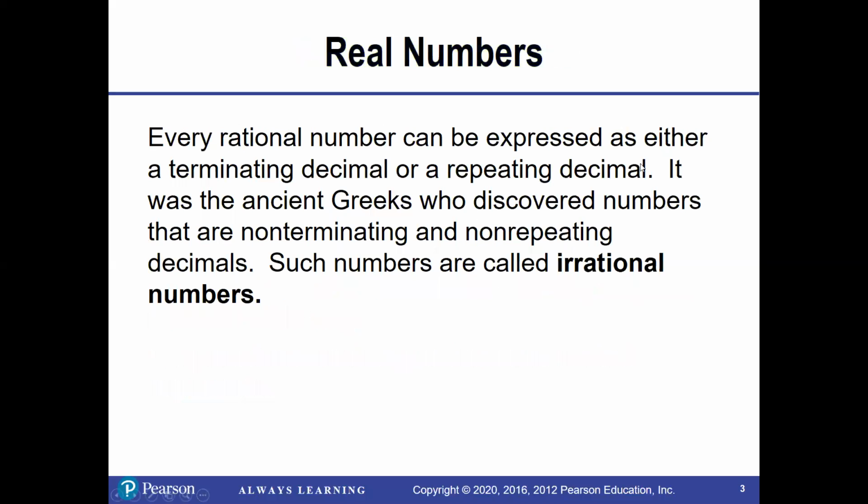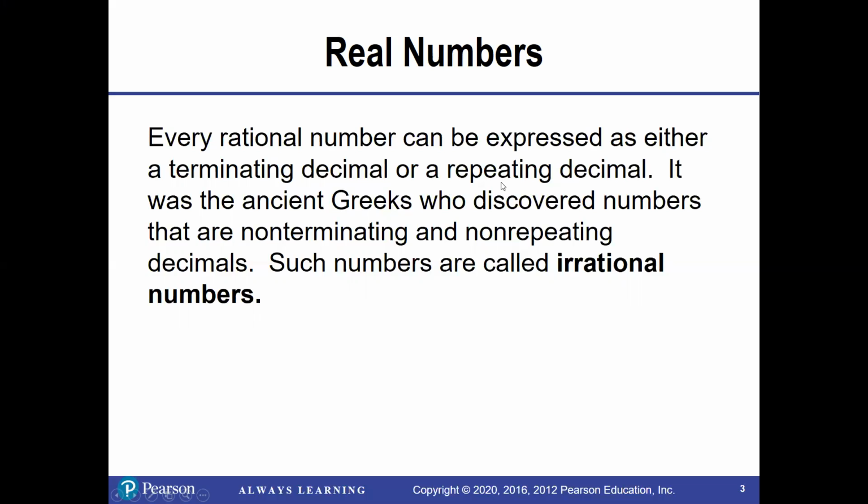So let's get into that. Every rational number can be expressed as either a terminating decimal or a repeating decimal. So terminating decimals and repeating decimals are rational. Now there are some numbers that are non-terminating and non-repeating decimals. These are called irrational numbers. In other words, we cannot write them as a fraction, cannot write them as a rational, or a over b.